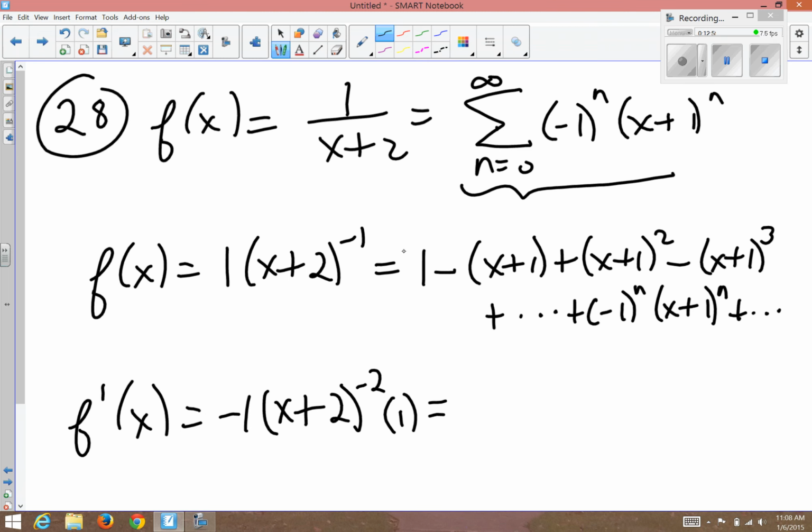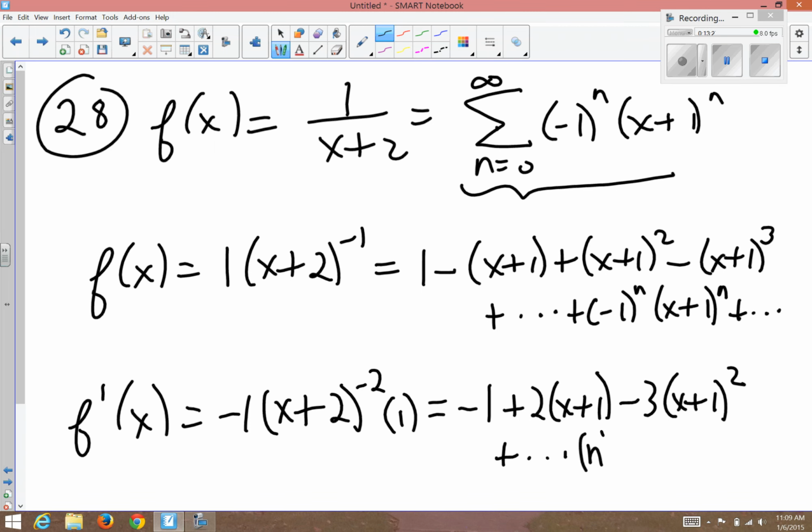The derivative of this is 0. The derivative of 1 is 0. The derivative of negative x plus 1 is negative 1. The derivative of this next term is positive 2 times x plus 1 to the first power. The derivative of this next term is negative 3 times x plus 1 to the second power plus dot dot dot. The derivative of this nth term is the exponent times the number in front. That would be n times negative 1 to the n times x plus 1 raised to the n minus 1.